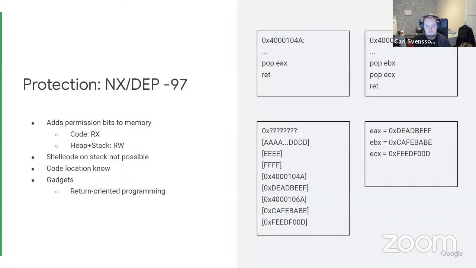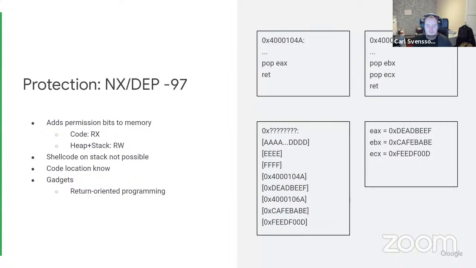So now the problem is that even if we know where the stack buffer is, if we inject code there, it still can't be executed because the stack is marked as not being able to be executed. So you cannot execute code in the stack. The program will just crash instead. But now we can think about this idea of reusing code that's already in memory instead.